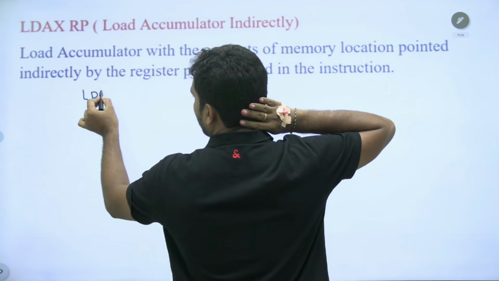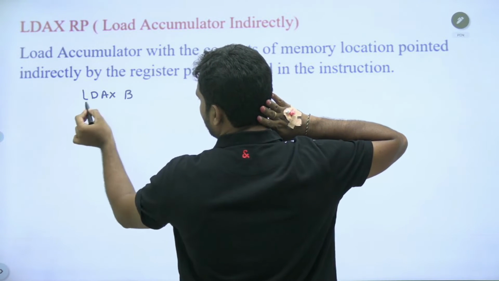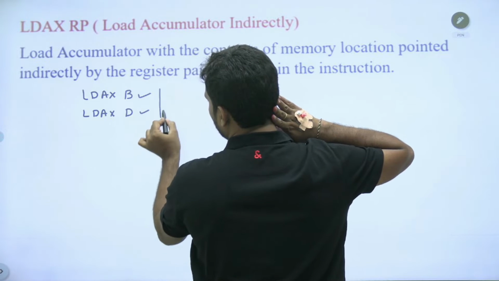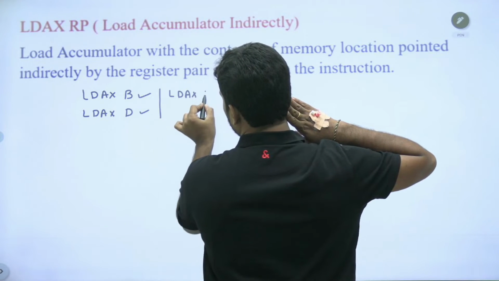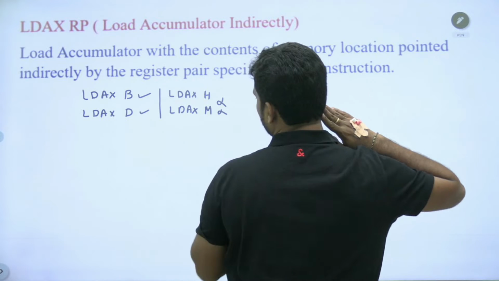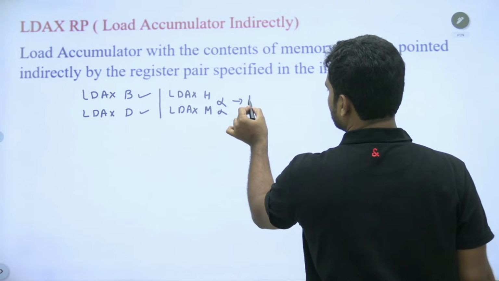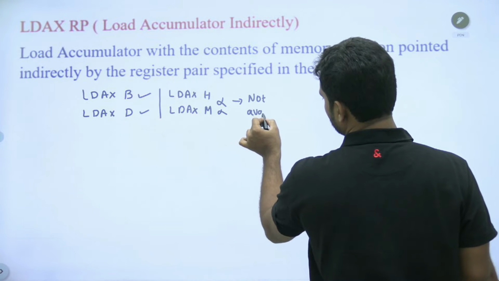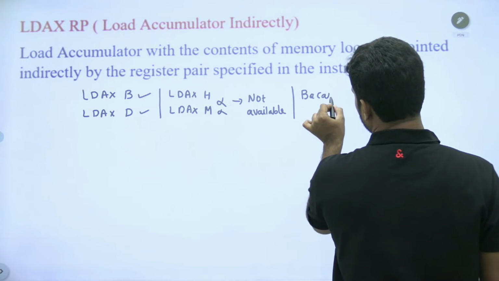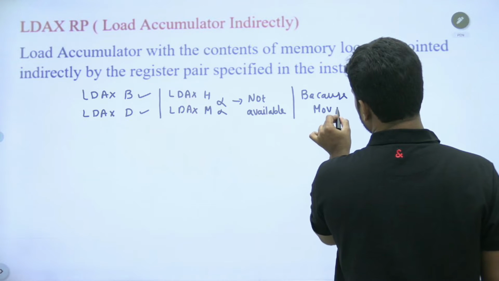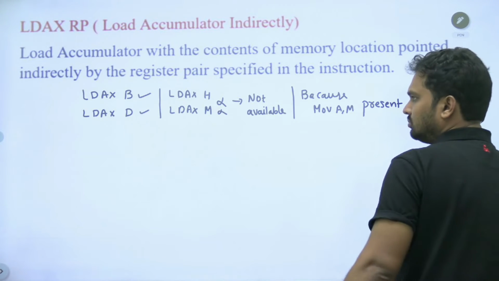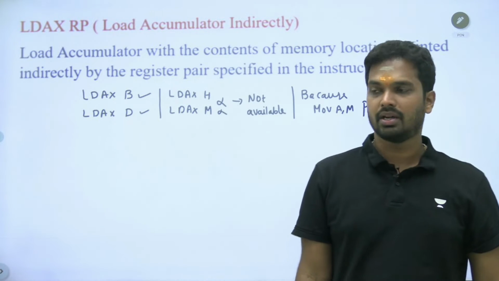Say LDAX B and LDAX D, both are available. LDAX H, or LDAX HL register pair, which is also called M, is not available because MOV A, M is present, which is the same as that.